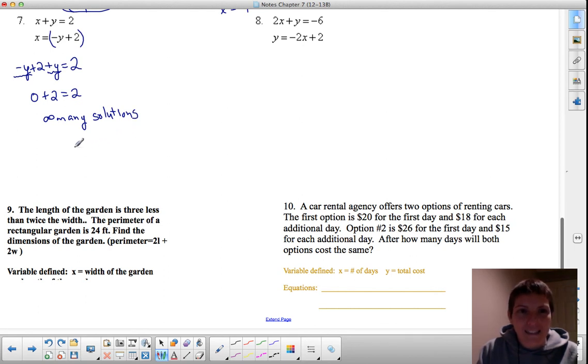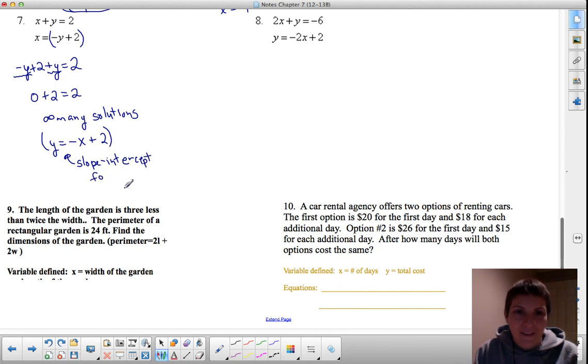And we have the exact same line. In this case, that line is y equals negative x plus 2. Notice the slope-intercept form. You didn't really think you were getting away from that, did you? So a true statement gives me infinitely many solutions, and you have to make sure you tell me which line it is that we're looking at by using slope-intercept form.